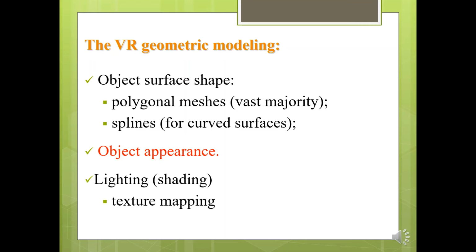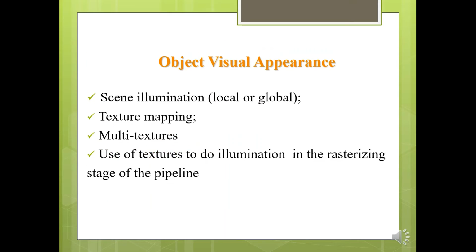Besides considering the object surface shapes, what we need to pay attention to is object appearance as well. Now we already covered the object surface shape previously. Next we're going to cover the object appearance. When we talk about object visual appearance, here are the components that contribute to it. First is the scene illumination, whether it falls under local illumination or global illumination, and also texture mapping, multi-textures, and the use of textures to do illumination.